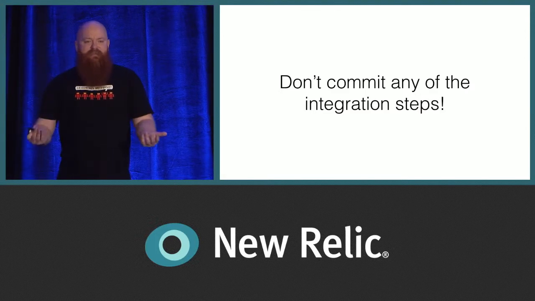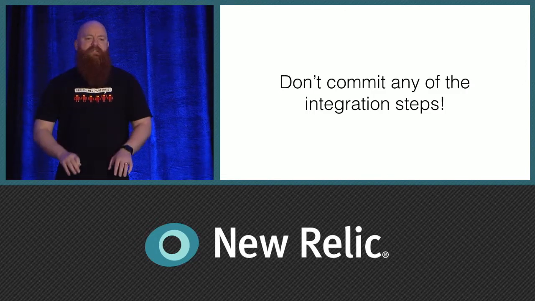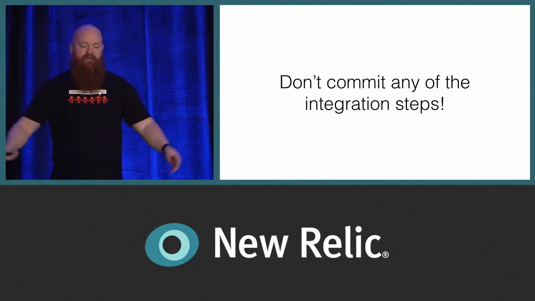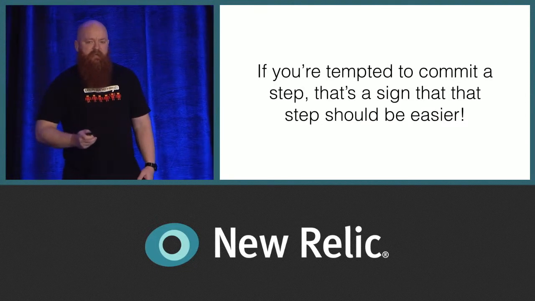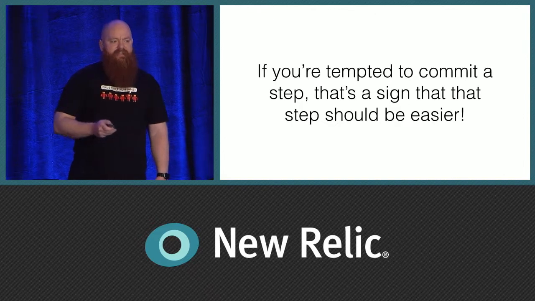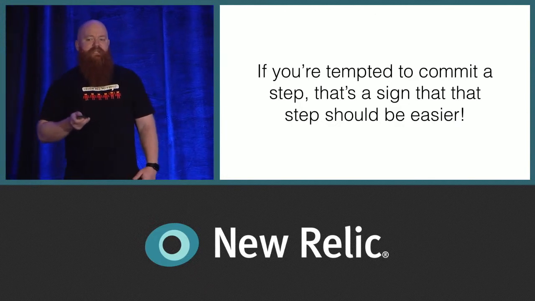It's the same thing every time. I've done this 12 times. I'm just going to commit this step so I can skip this. It'll make the process go faster. Don't do it. If you're tempted to commit a step because it's getting frustrating, use that frustration as a guide, because that means that step should be easier.